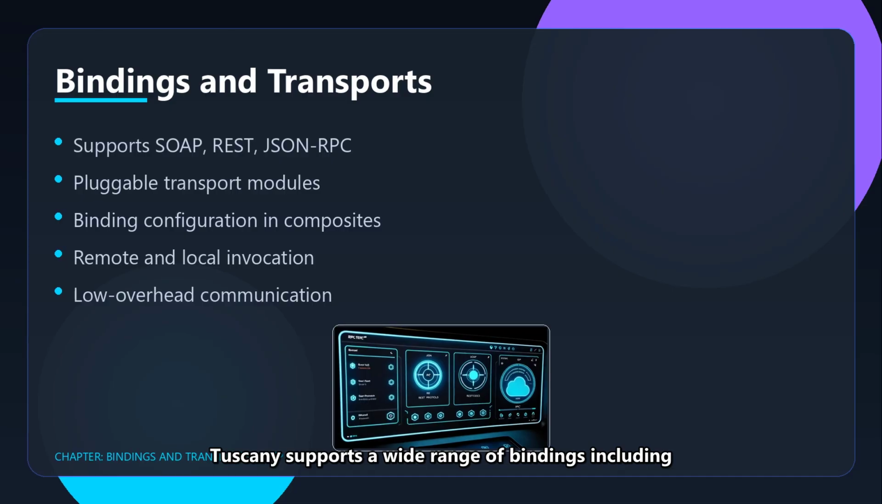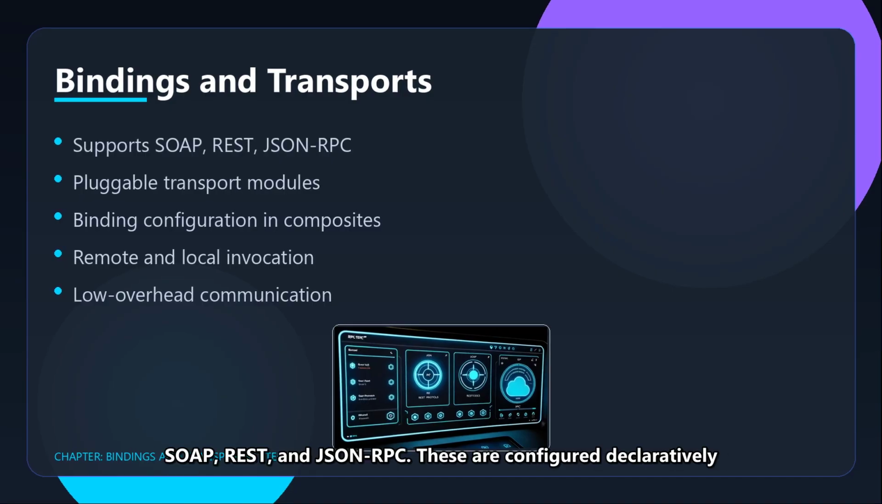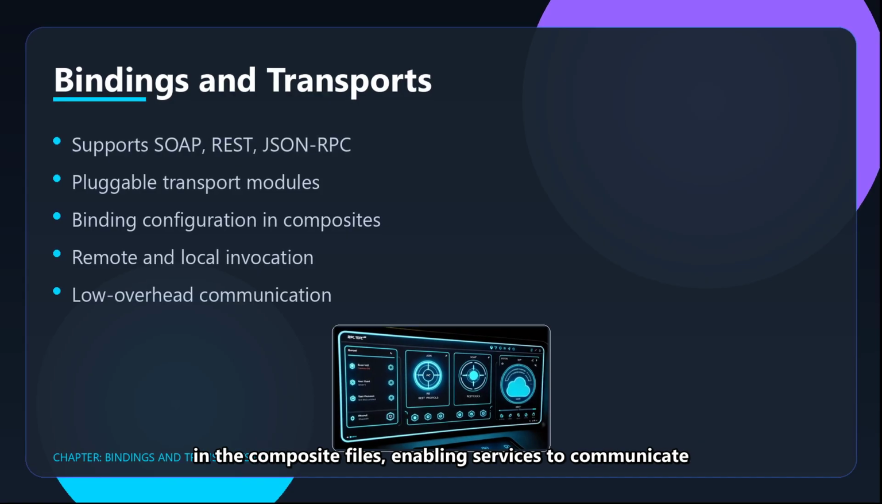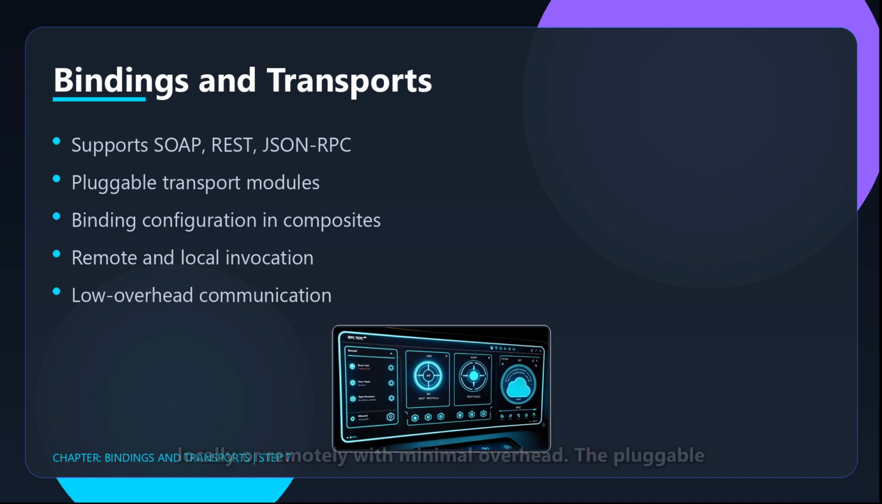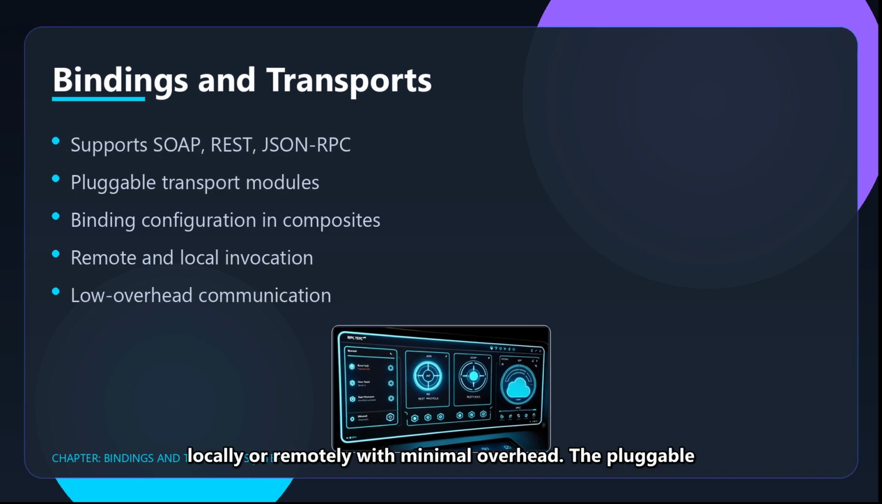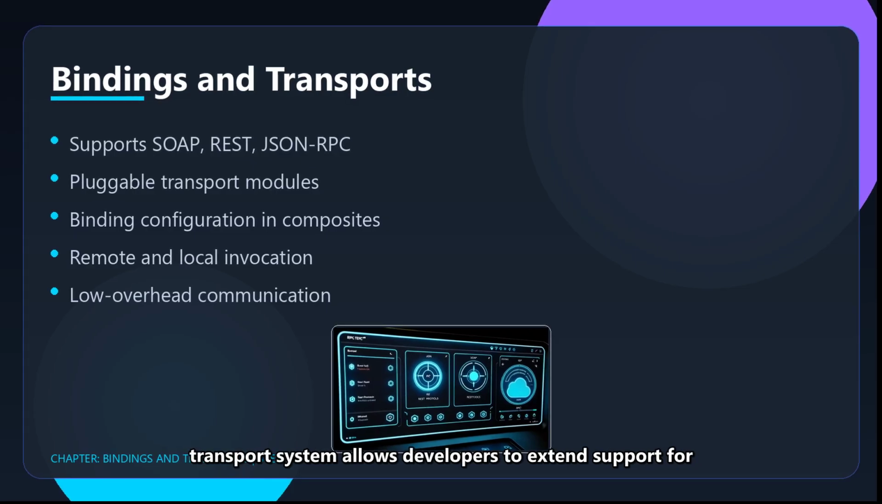Tuscany supports a wide range of bindings including SOAP, REST, and JSON-RPC. These are configured declaratively in the composite files, enabling services to communicate locally or remotely with minimal overhead. The pluggable transport system allows developers to extend support for other protocols as needed.